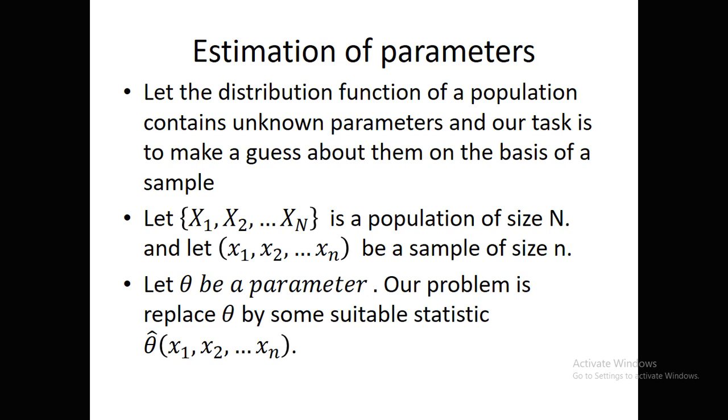Now the situation is capital X1, capital X2, dot dot capital Xn, the set of population of size n. That is, it's a complete list of the units of the population, and from that list we will take a sample of size n, namely small x1, small x2, dot dot small xn, and where theta is a parameter of the population. So what is a parameter? A parameter is the measure of the population. So our problem is to replace theta by some suitable statistic. What is a statistic? A statistic is a measure of the sample, any measure of the sample.